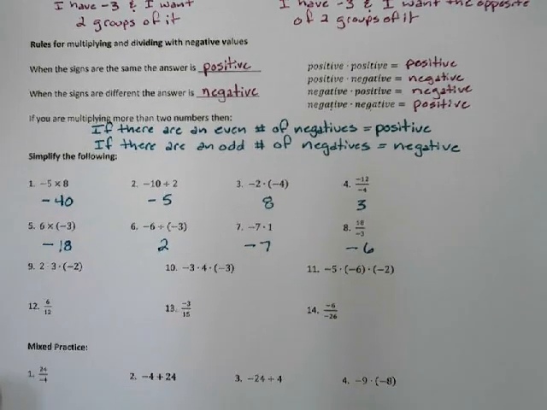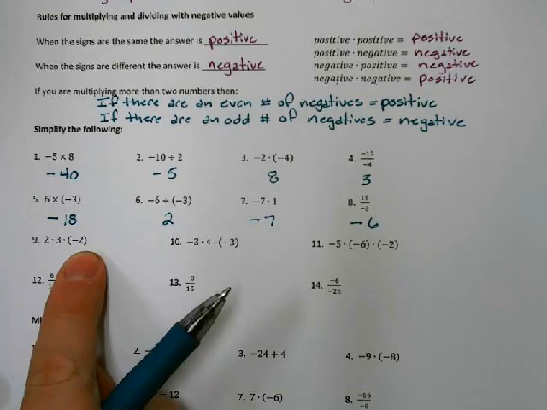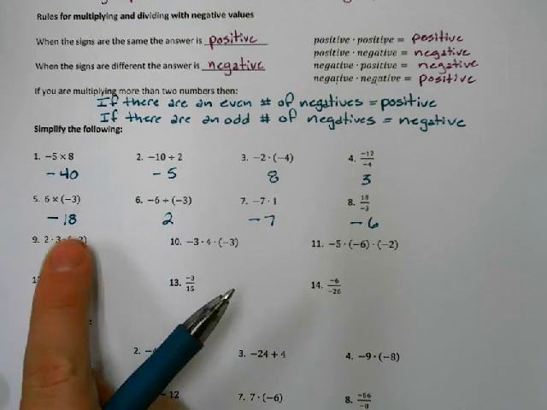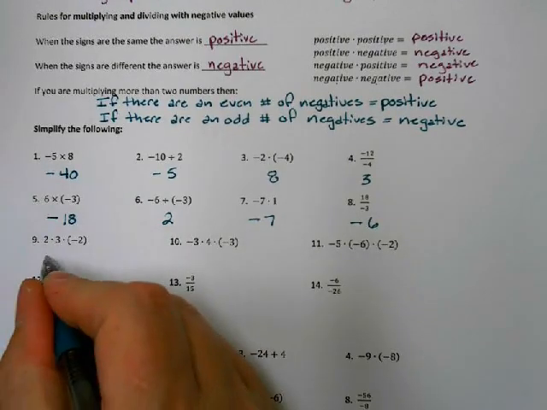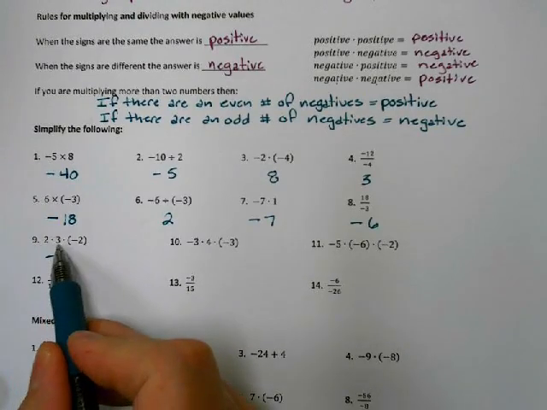Next one, I've got 3 different numbers. I have an odd number of negatives, so my answer is going to be negative. 2 times 3 is 6. 6 times 2 is 12.